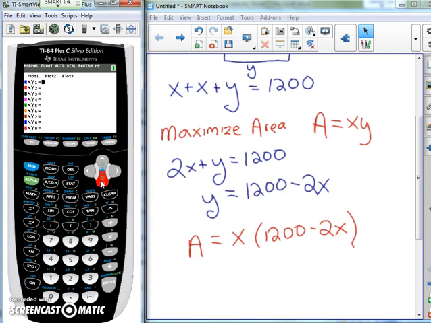We can enter that in. Y1 will be A for area. Y1 is area. And then x is just going to be x, so I'm not even going to mess with that. Here's the equation. X times 1,200 minus 2x.